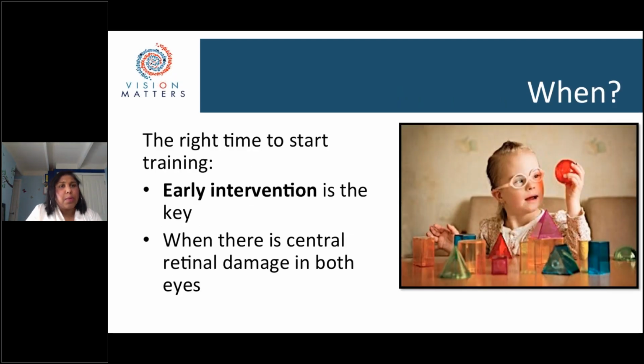So you may be asking, when's the right time to think about eccentric viewing training? And my answer would be as soon as there's evidence of macular damage in both eyes. When you go to your ophthalmologist, they take photos at the back of your eye. If the doctor tells you that the macula in each eye is damaged, then this is a good time for you to talk to him or her about referring to a low vision orthoptist.